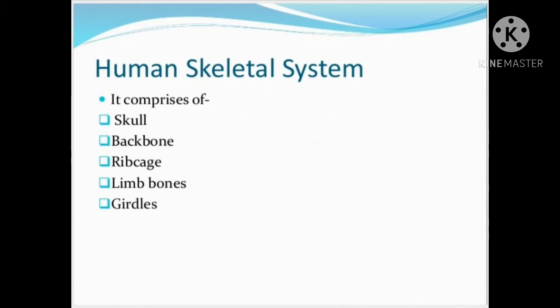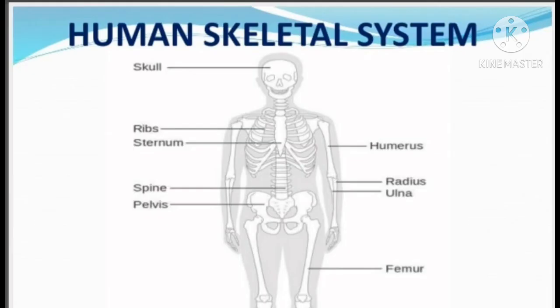Human skeletal system. It comprises of skull, backbone, rib cage, limb bones and girdles. So we will study about these one by one. Children, in this slide you are able to see a pic of human skeletal system. Now this consists of 206 bones. It supports the body and gives definite shape to our body.